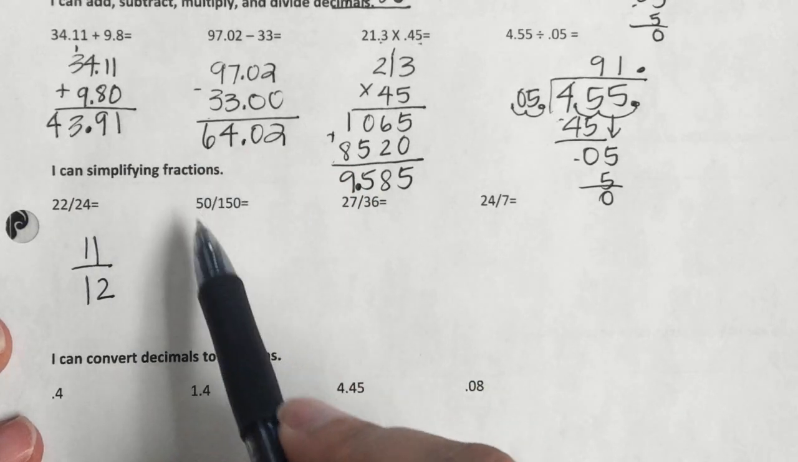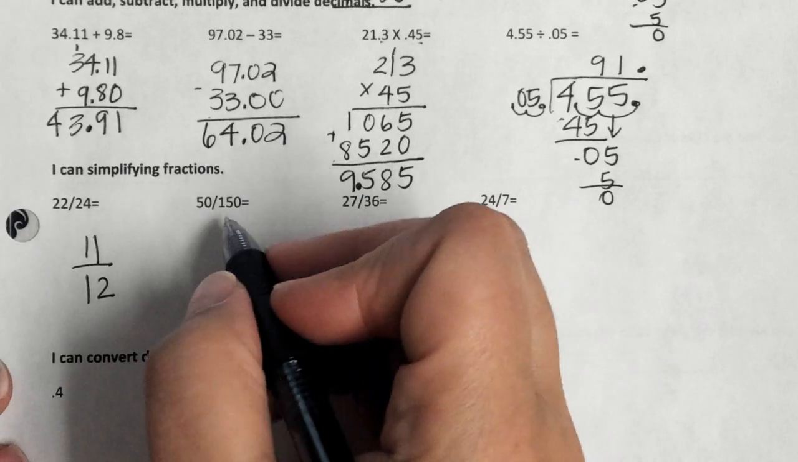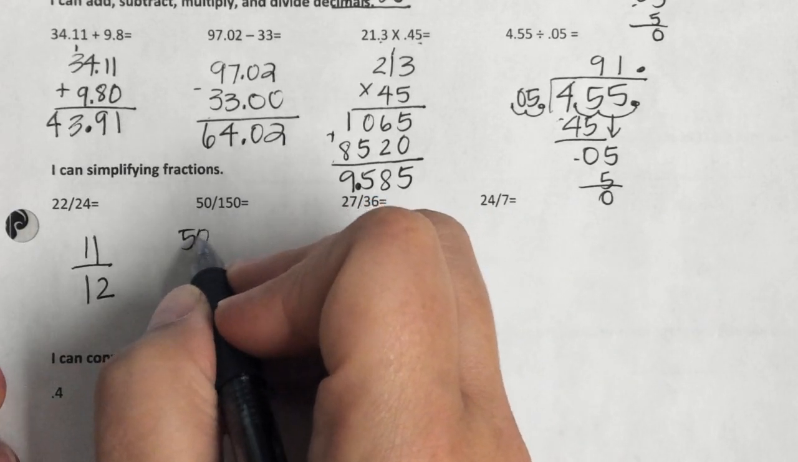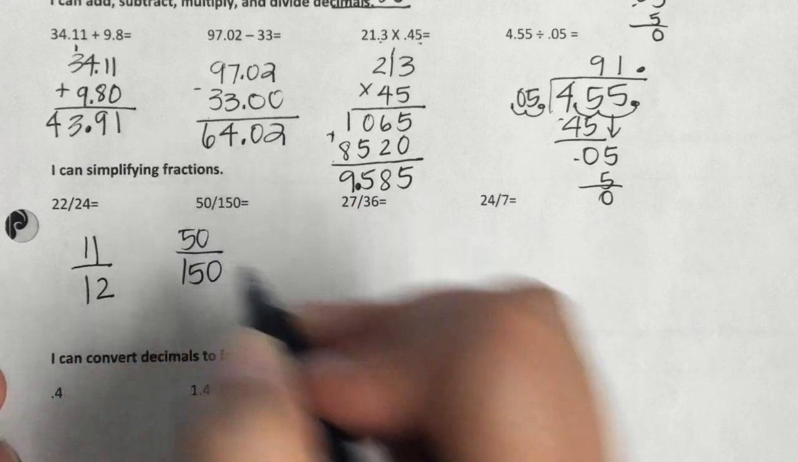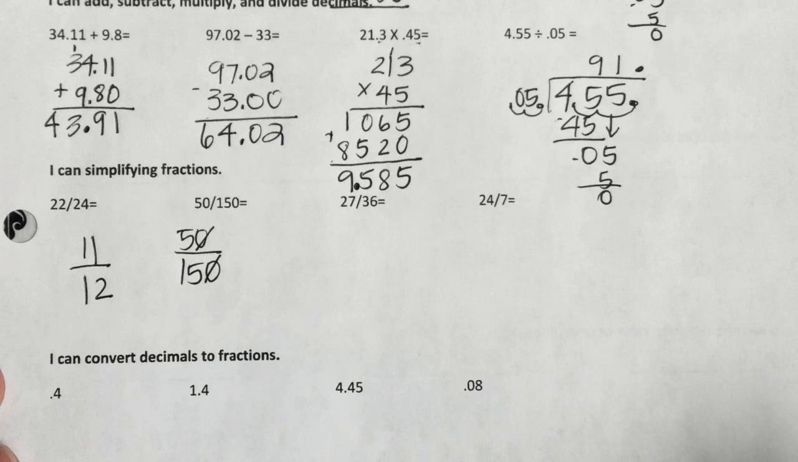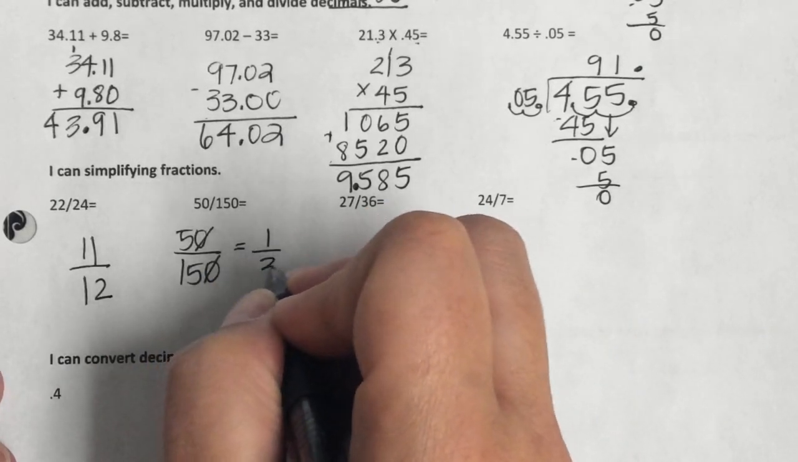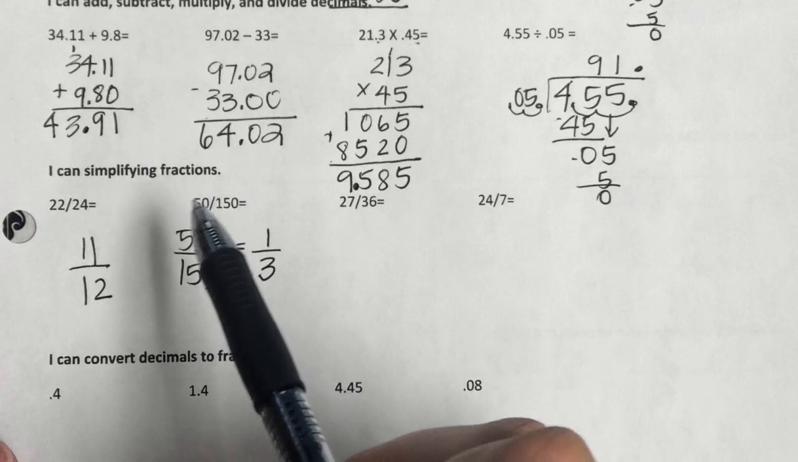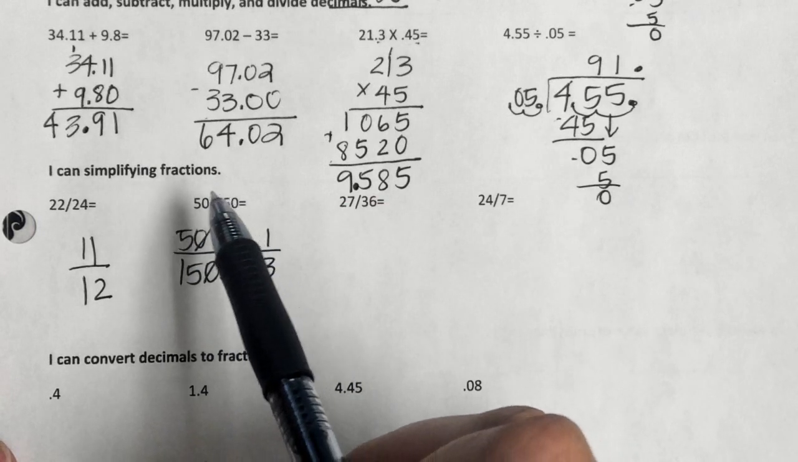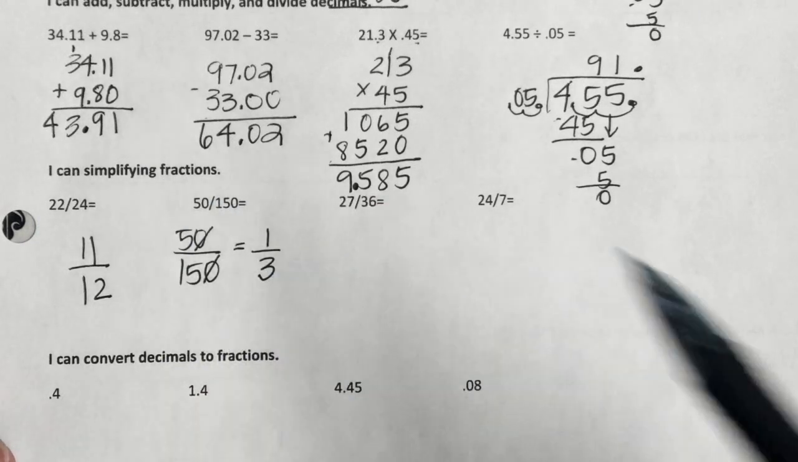What's the largest number that will go into 50 and 150? 50. Excellent. Let me show you a trick real quick, too. If I look at this and I have 50 over 100, can I cancel out my zeros? I sure can, because that's basically like I've divided both of them by 10. So that really leaves me with 5 over 15, which would be 1/3. Even if I did 50 as my greatest common factor, 50 goes into 50 1 time, and 50 goes into 150 3 times.